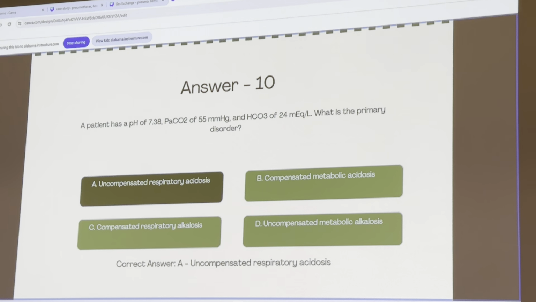Questions about compensation versus uncompensation? If we went too fast, please come and visit me, email me, Zoom, we can do anything. Get you these concepts in, because these are going to be on the exam, guarantee it. Okay. Let's take 5 minutes.